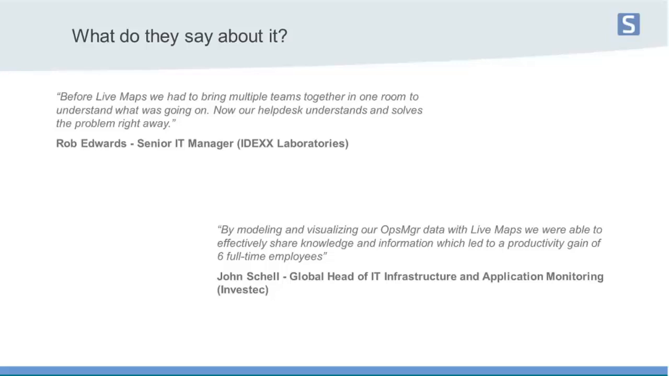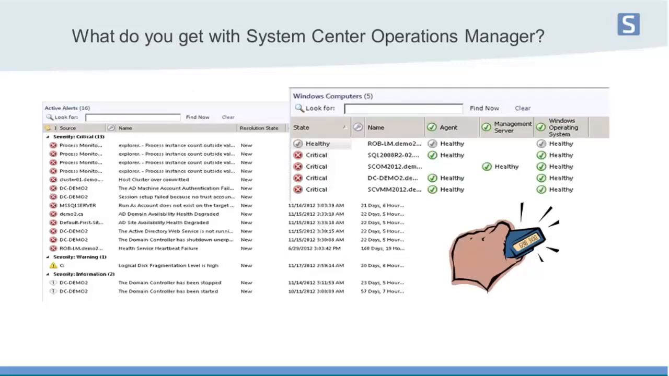So before we get into live maps itself, we just want to ask the question, what do you get with System Center Operations Manager? Right out of the box, you get lists. You get lists of objects like Windows servers, web servers, Exchange servers, clusters, disk drives, and so on. You get lists of alerts. And if you've enabled notifications to a pager or mobile device, you get a lot of sleepless nights.